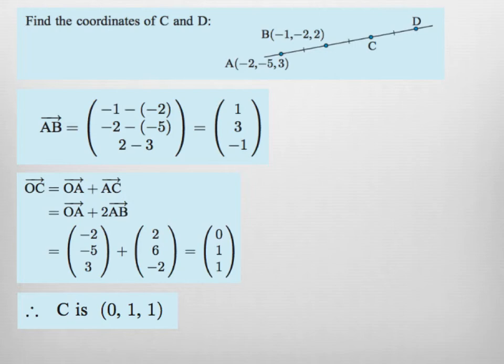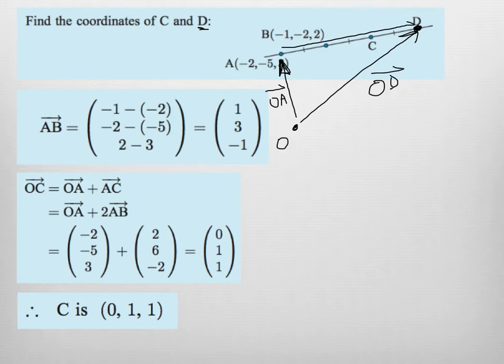The same rule applies. If we assume that O is somewhere over here, and we want to find the coordinates of D, I need to find the position vector from O to D. I know OA is over here, and I know that this vector is AD, then I can set up a relationship again.